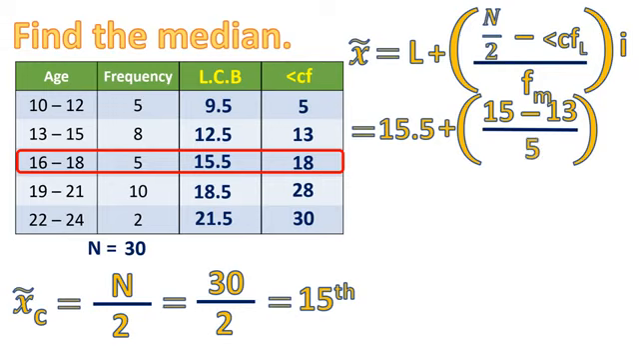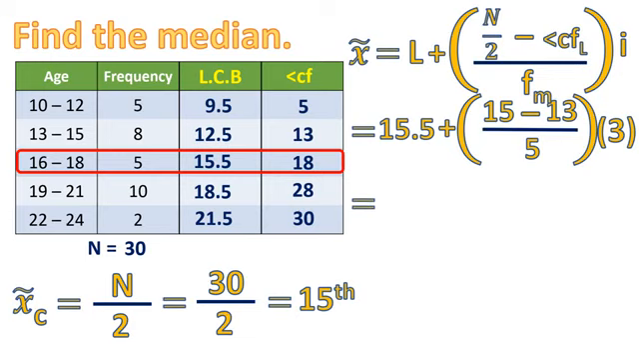So the interval is the same for all the rows. It's always 3. So 10 to 12, 13 to 15. So there are 3 numbers for each row, for each interval. So let us continue solving. We are done substituting, and let's compute.